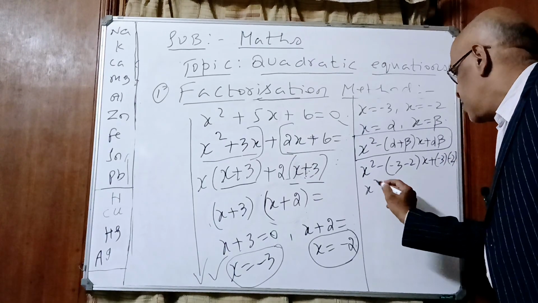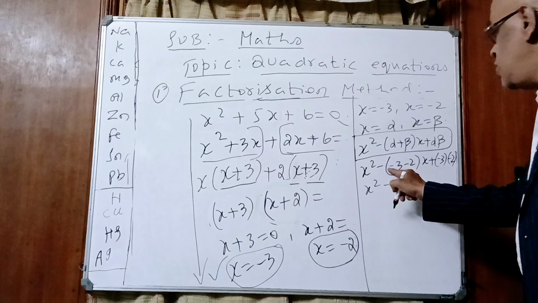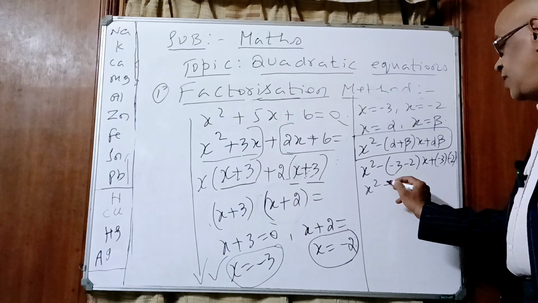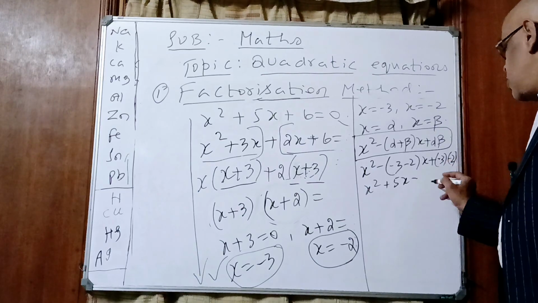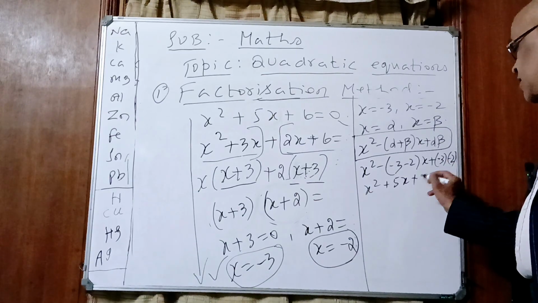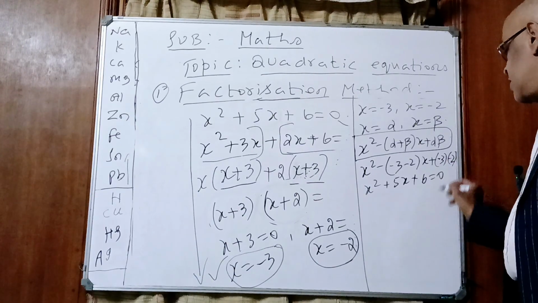Come children. Minus 3 minus 2 is minus 5. Minus into minus is plus, so plus 5 into x, 5x. Minus into minus is plus, plus into plus is plus, 3 2s are 6.